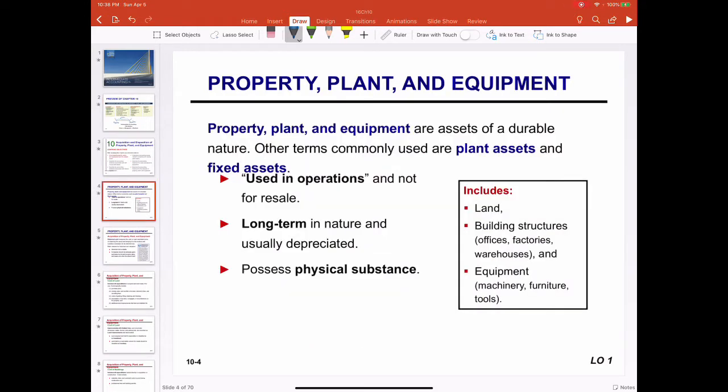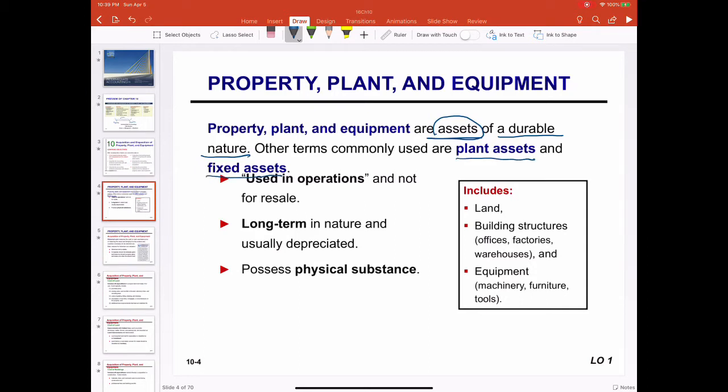First, what's the definition of property, plant, and equipment? It refers to a set of assets which have a durable nature. That means it has multiple years of useful life or infinite useful life. We also name them as plant assets or fixed assets.